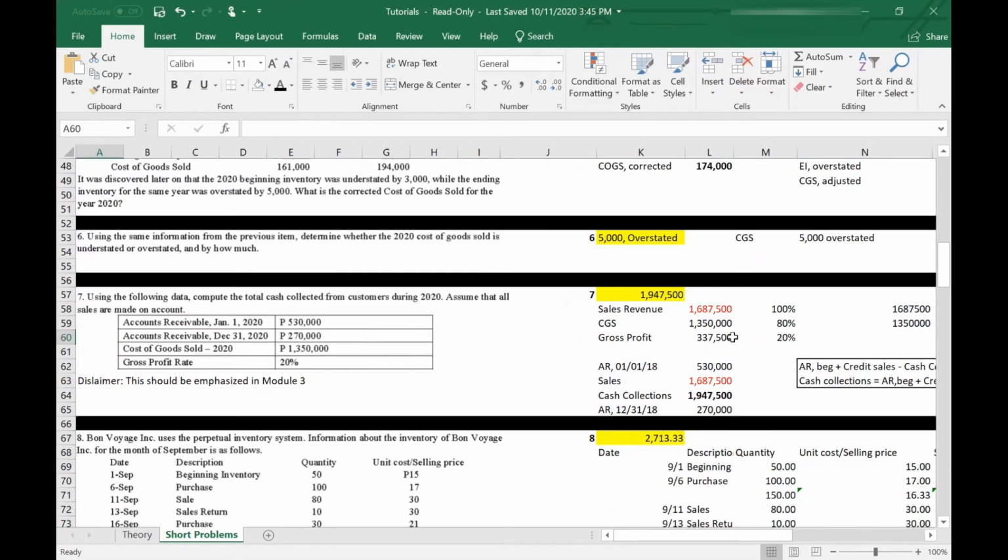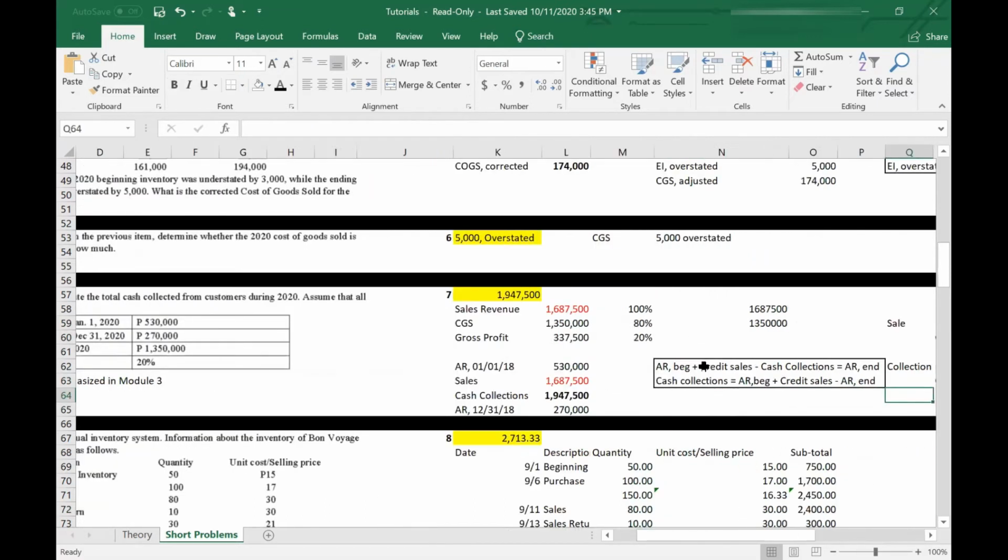But then the problem is asking for the amount of collection. So what's the relevant figure here? The relevant figure here is actually your sales revenue, which based on the problem are assumed to be made on account, meaning no cash sales, everything on credit. So if your beginning accounts receivable is 530,000 and your sales is 1,687,500, and at the end of the period your AR is only 270,000, therefore 1,947,500 is what you collected.